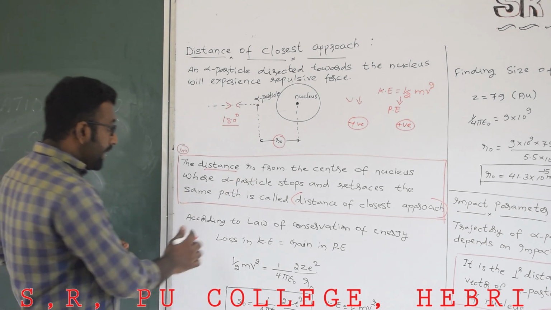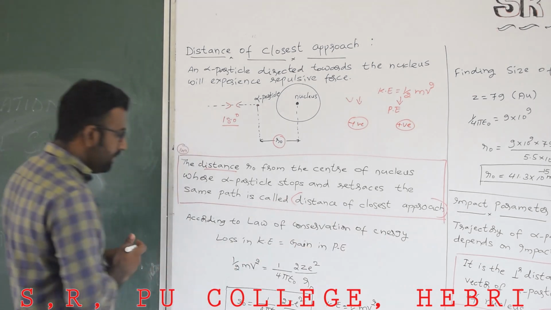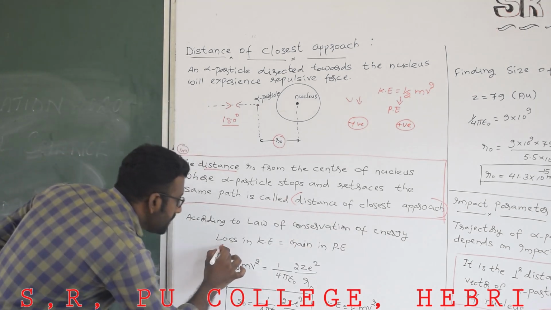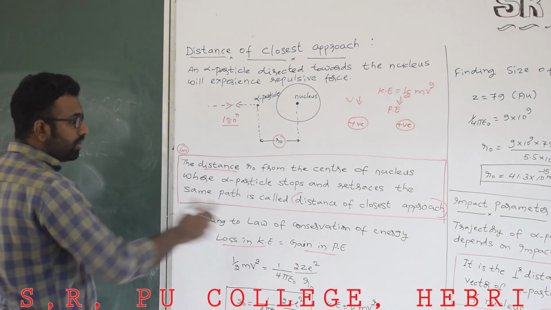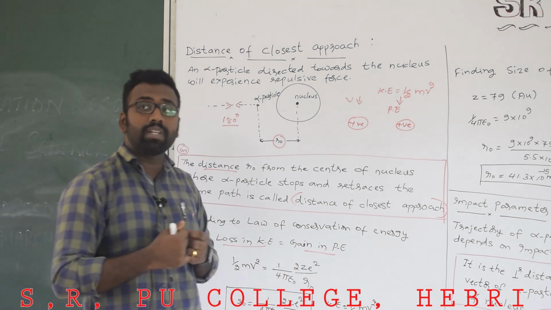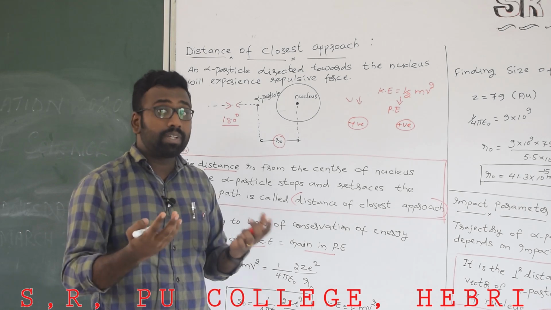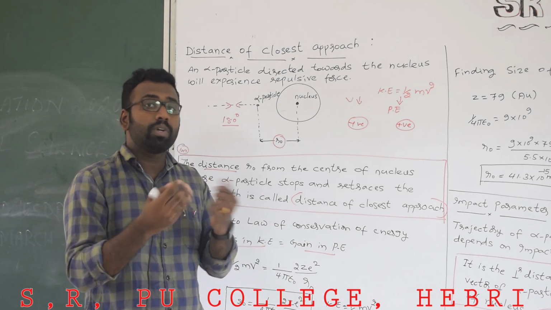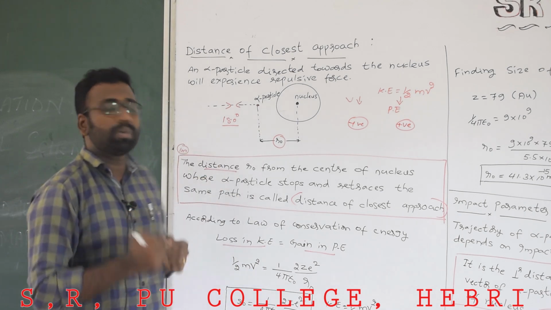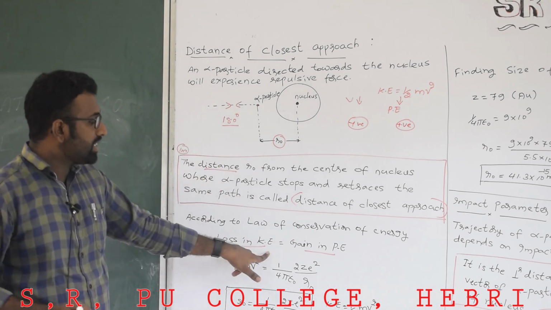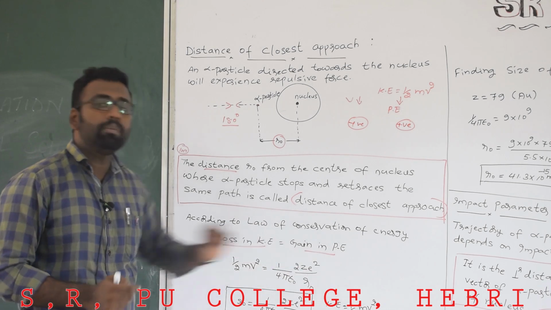According to the law of conservation of energy, we can write loss in kinetic energy is equal to gain in potential energy. Correct? What does the conservation of energy say? Energy cannot be created, it cannot be destroyed. What we can do is convert it from one form to another form. So here the loss in kinetic energy will be equal to the gain in potential energy.